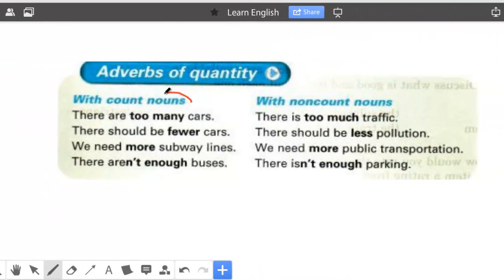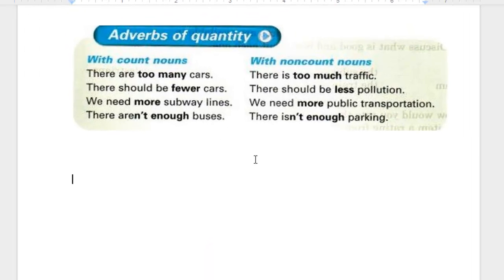First of all, nouns. What are nouns? Well, nouns are people, places, or things. Pretty much everything that you see around you is considered a noun. And what do we mean by count nouns? Well, count nouns are simply all of those things, people, places, or things that you can easily count. So for example, when we think about cars, subway lanes, buses, those are nouns that you can easily count.